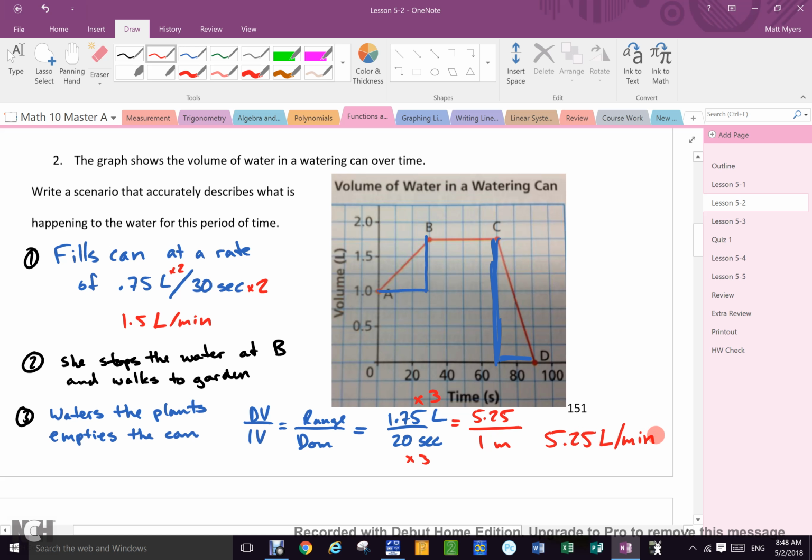Does everybody get it? Can you work both ways? You can get the numbers, or the story, from the graph, and you can write the story that goes with the graph. Is everybody good? Okay.